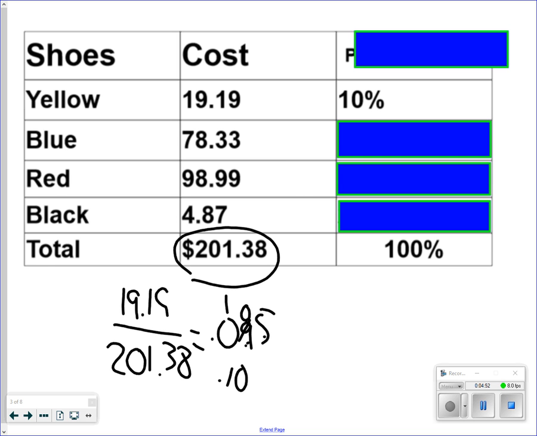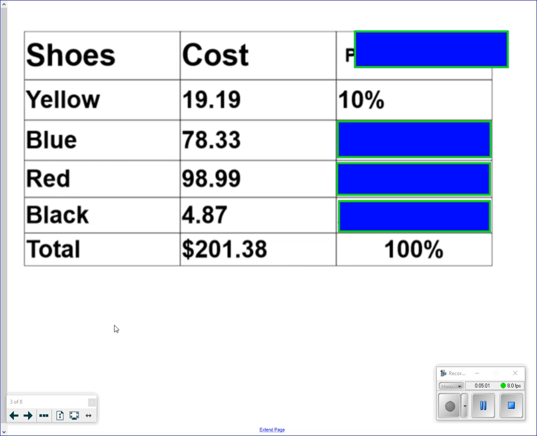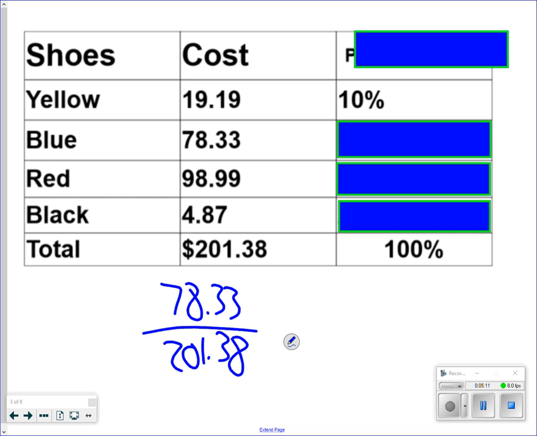So I want to see if you guys can beat me as I'm working these out. I'm going to do the next one with the blue shoes now. So how do I find the percent for the total with the blue shoes? I'm going to take $78.33. I'm going to put that over $200.38. I'm going to grab my calculator. I'm going to go ahead and divide these.